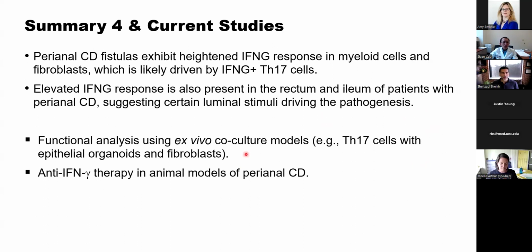And we are also performing co-culture experiments, combining Th17 cells with epithelial organoids and fibroblasts isolated from those patients. And given the increased interferon gamma response in those patients, we are considering a study of anti-interferon gamma therapies in animal models of perianal Crohn's disease.